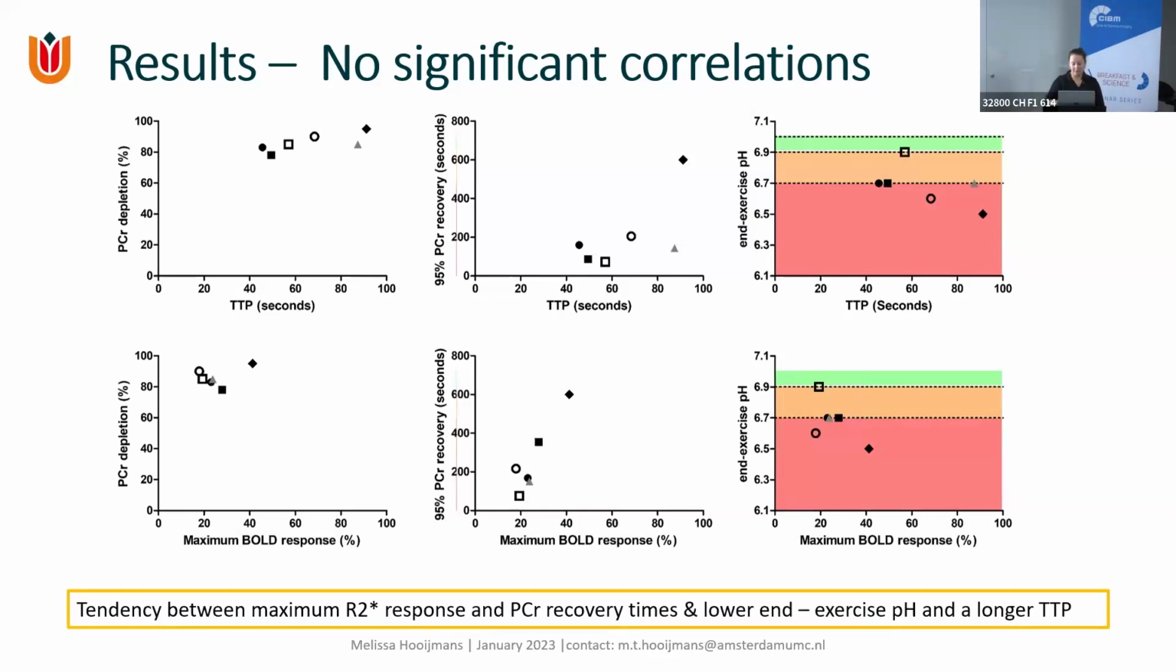If you look at these graphs here, you can see that there's some tendency between the maximum R2 star response and the PCR recovery times, which you can see here a little bit. And we saw that with the lower end-exercise pH, we had a longer time to peak, which is maybe slightly related to each other. But to really look into these correlations, we have to collect some more data in larger populations.